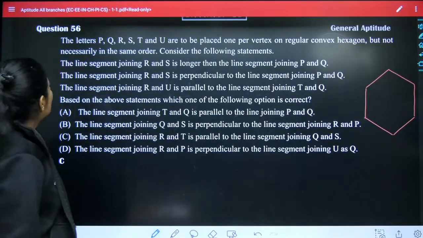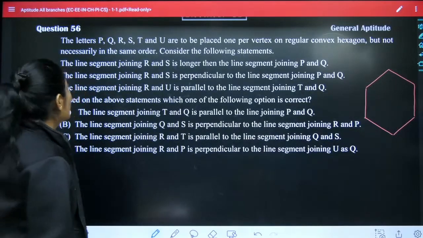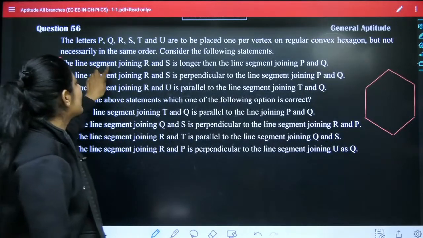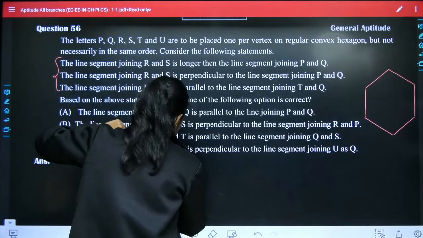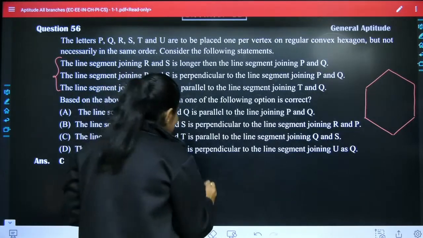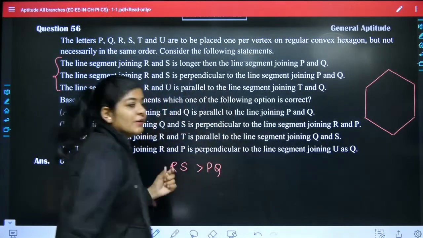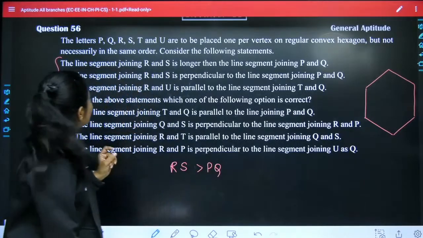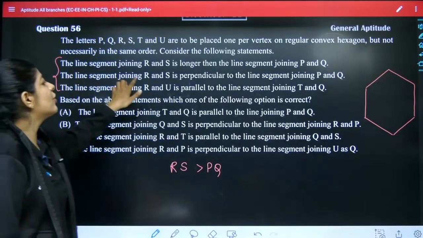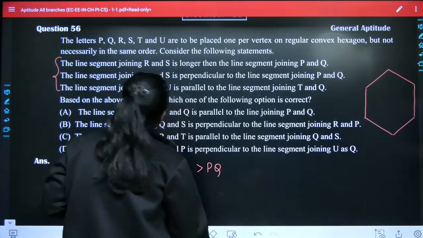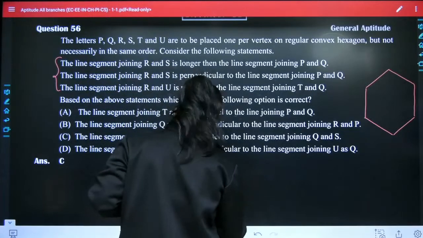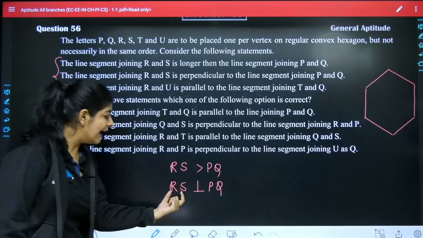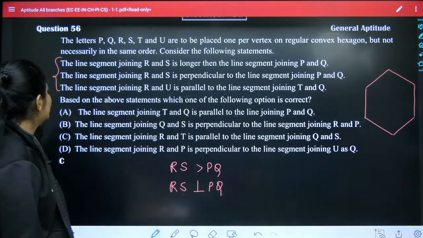It says, but not necessarily in the same order. Consider the following statements. Here we have 3 statements. The first statement is that the line segment joining RS is longer than the line segment joining PQ. The second condition says that the line segment joining RS is perpendicular to the line segment PQ.